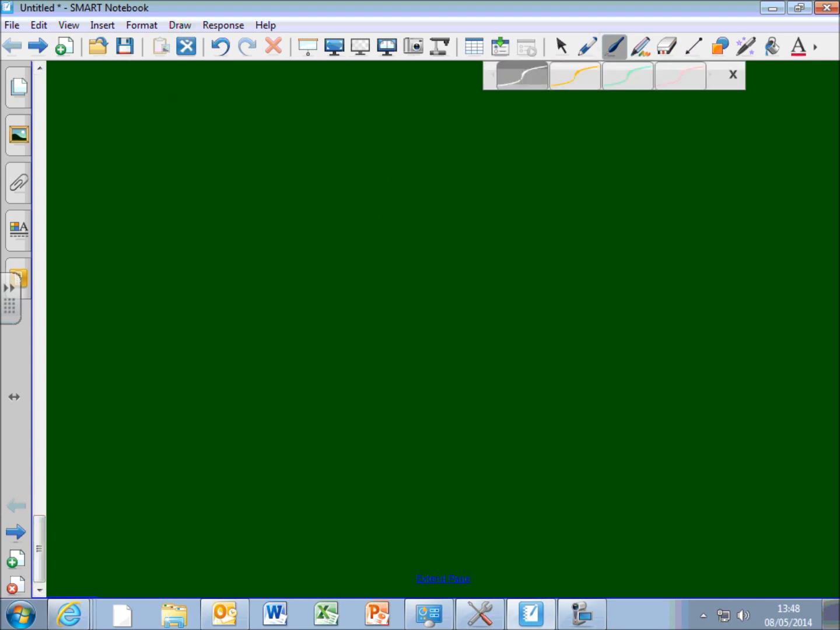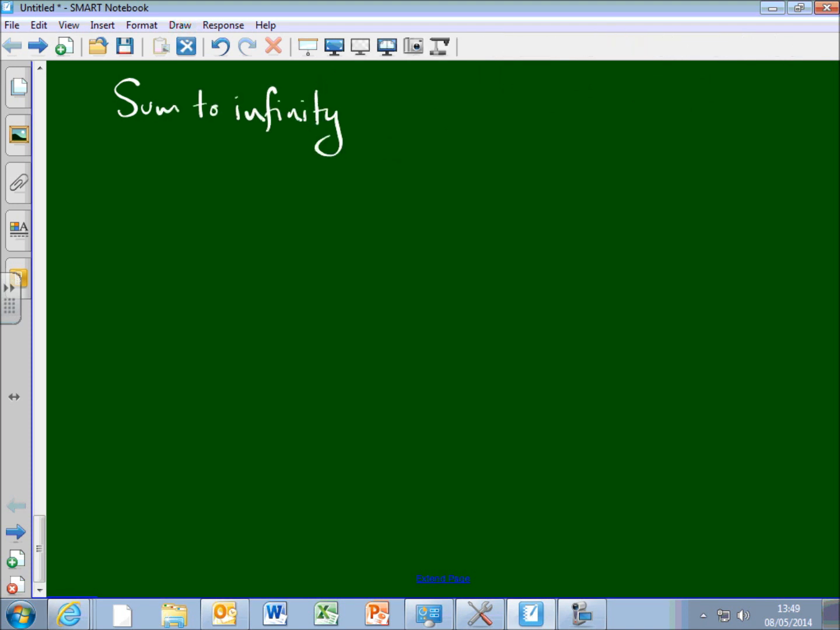So we're talking about this thing called the sum to infinity. I can only do this when the ratio r, the thing we're multiplying by, has got to be less than 1. Why has it got to be less than 1? Because if r is bigger than 1, it's going to get bigger. Okay, so it's got to be less than 1.